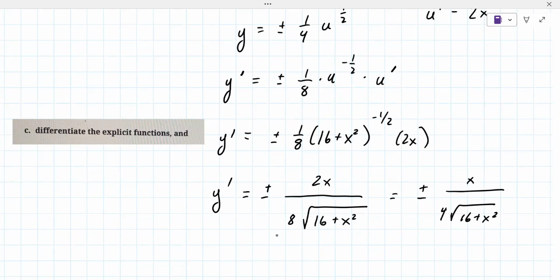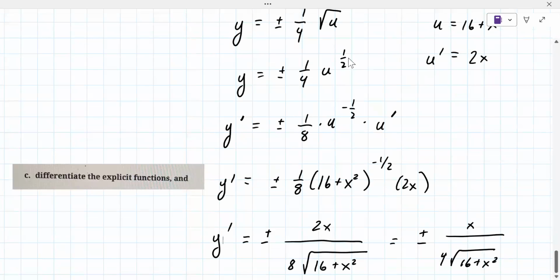So how did your 1/4 change into 1/8? Where is that? It's up at the top. When you take the power rule derivative, that 1/2 comes down. Oh, okay, yeah. 1/2 times 1/4, yeah, like that. Okay.